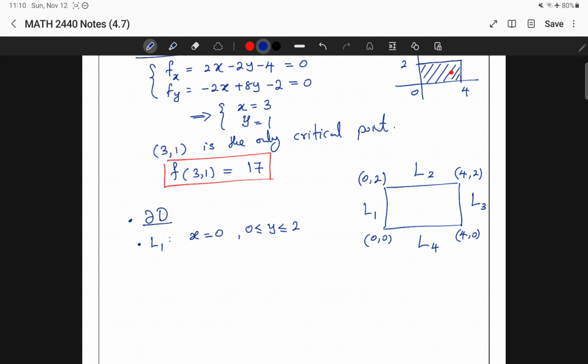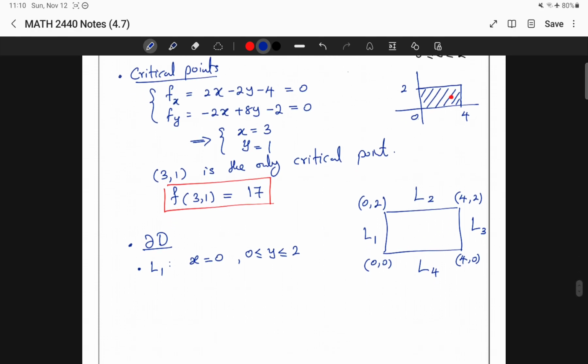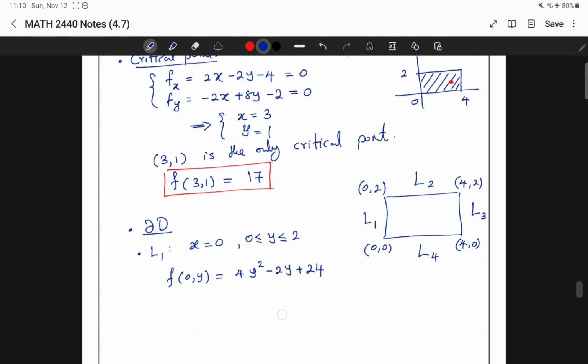So go back to your original equation. The equation on the top, plug x equals 0 and you should get f of (0, y) is 4y squared minus 2y plus 24. Now what this means is, on the line segment L1, the function is that, right?